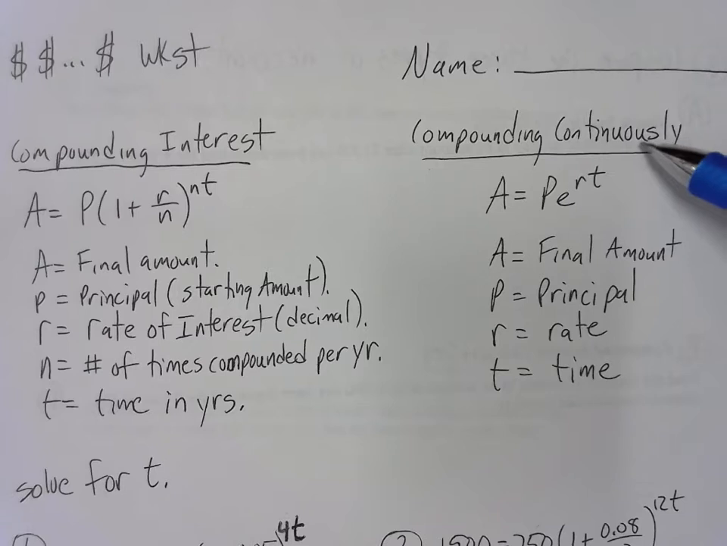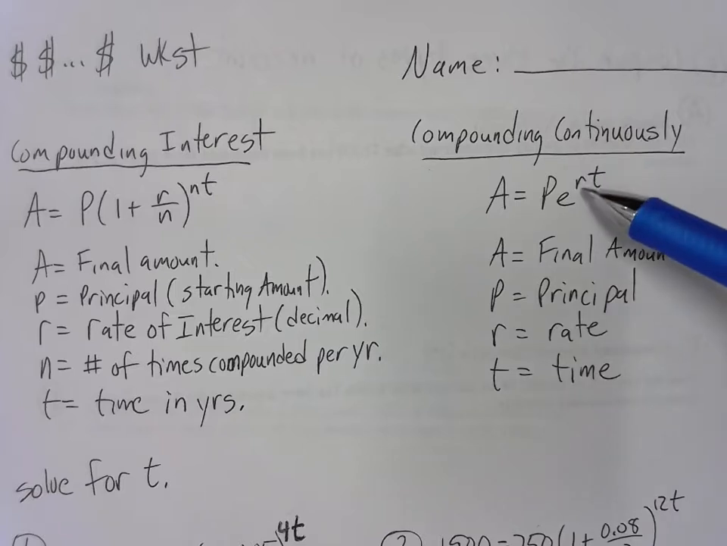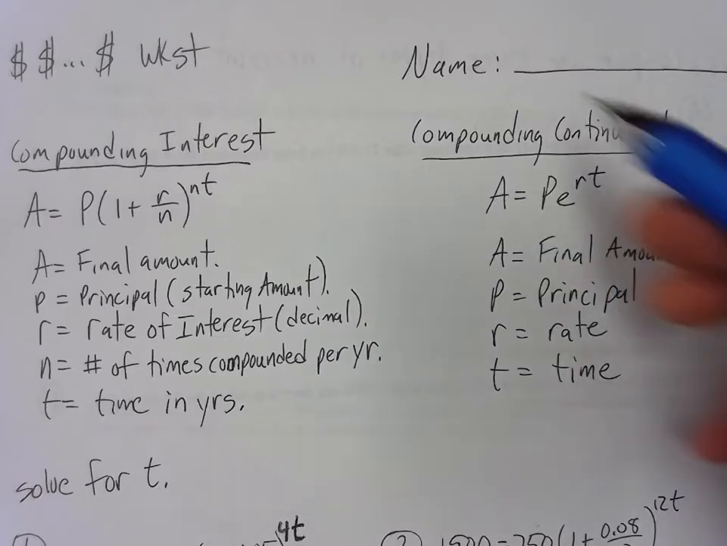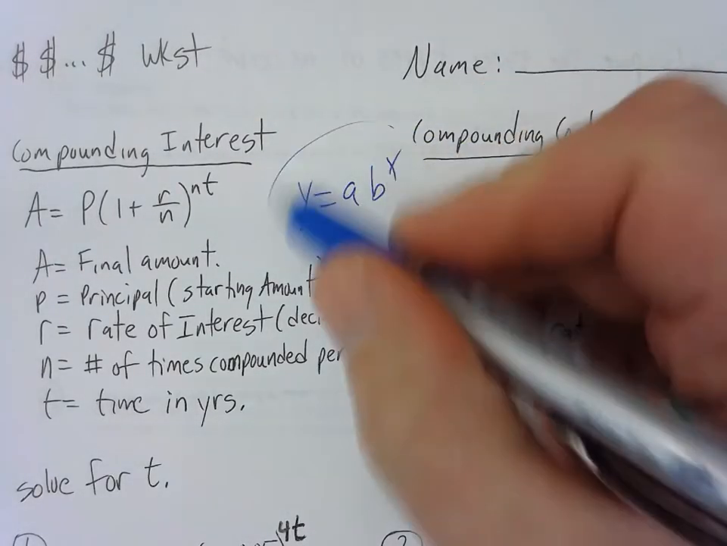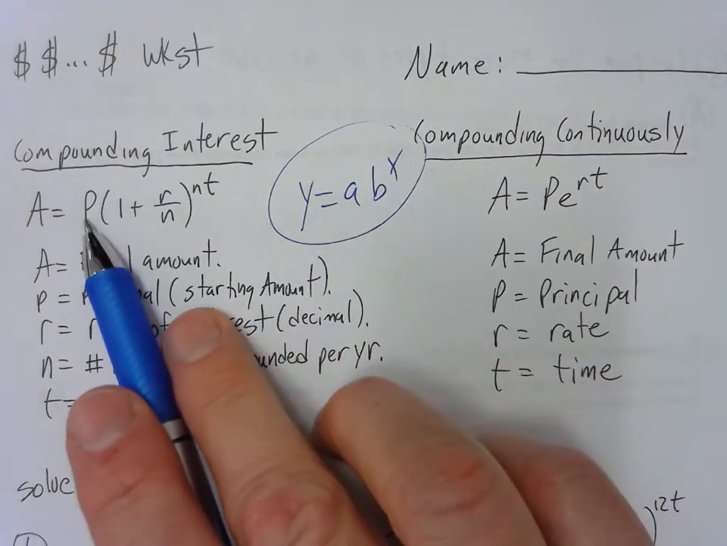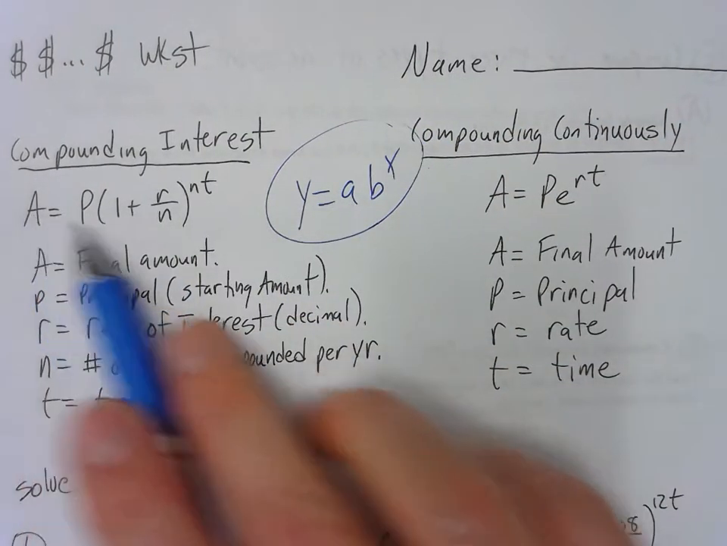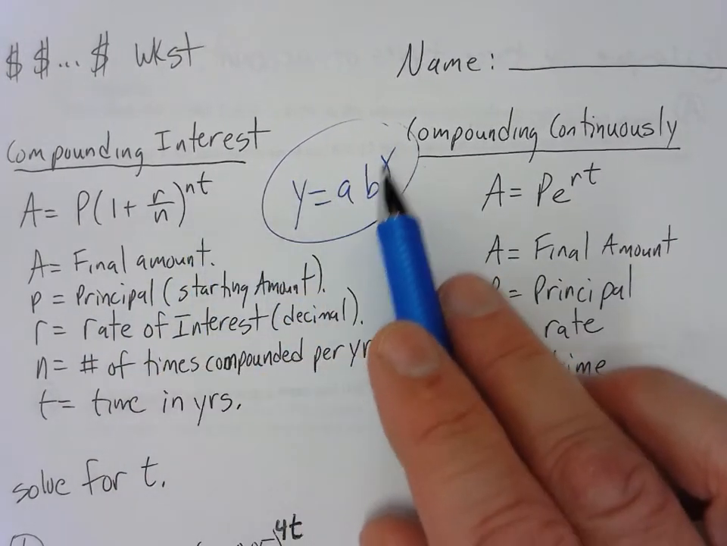For the compounding continuously formula, you start off with a starting amount, and you have the interest rate as a decimal, time, and the final amount. Basically, this is y equals a b to the x. There's your starting amount a, so you start here, you stop there. Your b is this part right there, and the number of times it changes is the x.